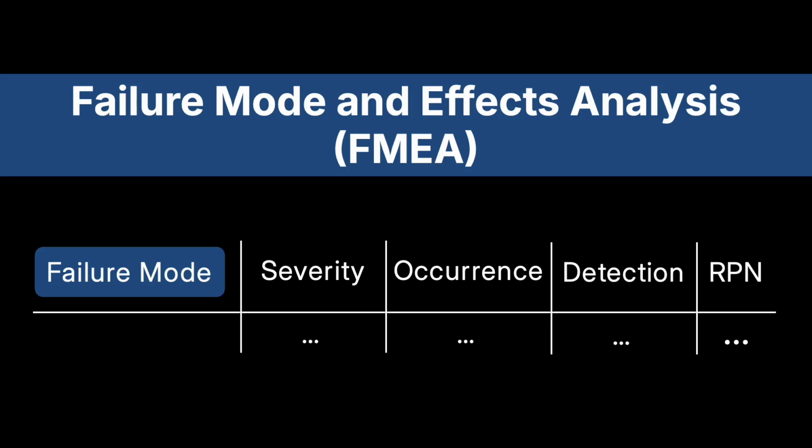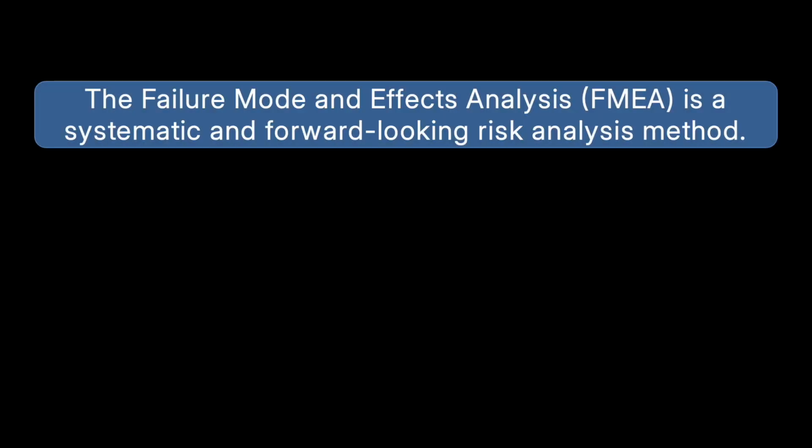The following is an overview about the failure mode and effects analysis. The FMEA, in short, is a systematic and forward-looking analysis method. It is used to identify potential failure modes, evaluate their impact, and prioritize mitigations.